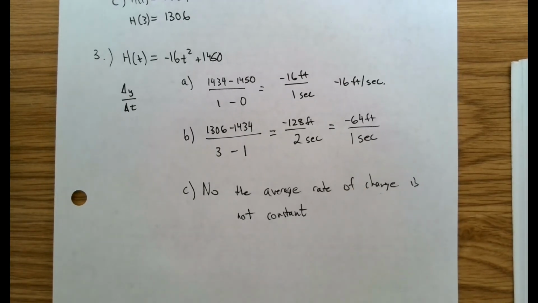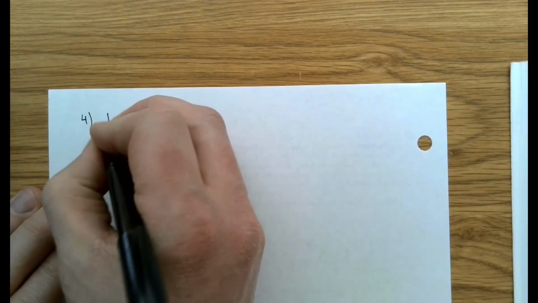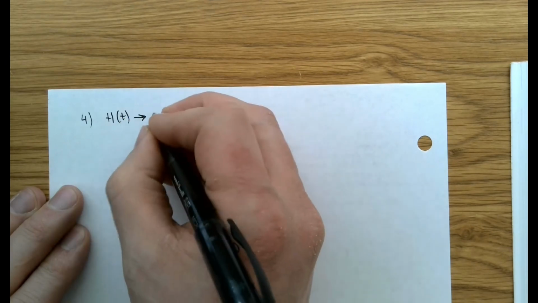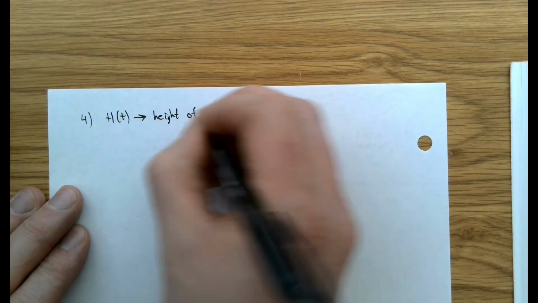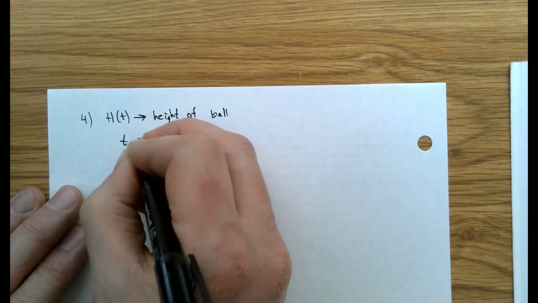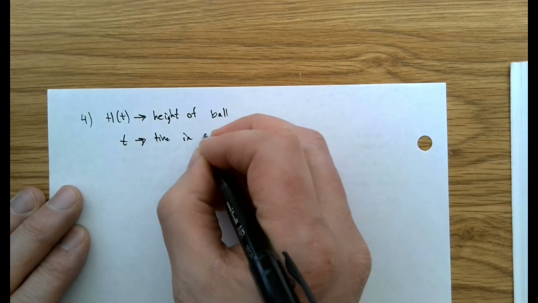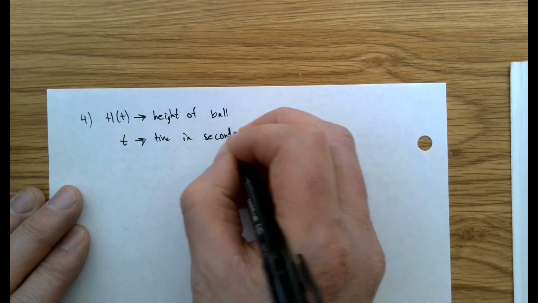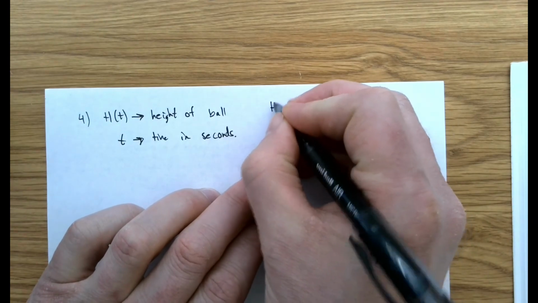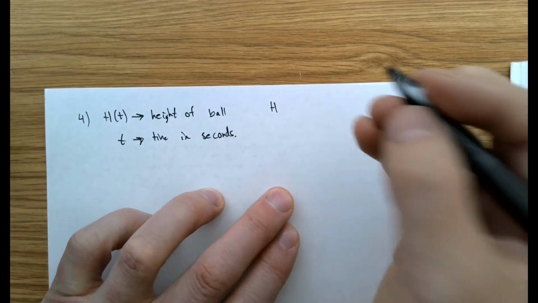All right, so let's look at number 4. Number 4 says, what is the value of h when the baseball strikes the ground? Okay, so let's think about what that means. H of t represents the height of the ball. T is time in seconds. So when they say, what is the value of h, they're saying, what is the height of h when it strikes the ground? Well, that means it should be at 0.